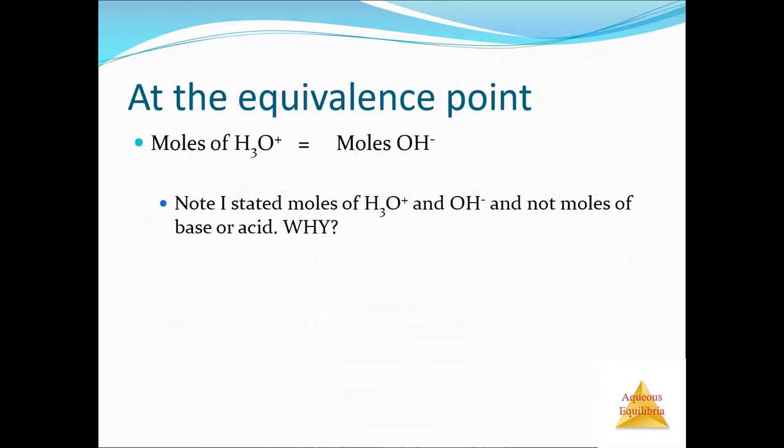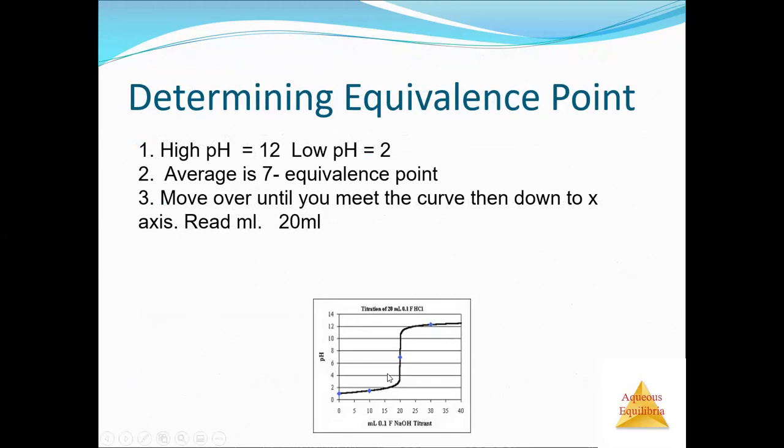So if I'm doing this curve, I'm looking at this at about 2, this at about 12, 12 and 2 are 14, divide that by 2, my pH is 7. So I'm going to find my pH of 7 on the y-axis, take it over to the curve, drop it down. It took 20 milliliters of base to neutralize my acid.